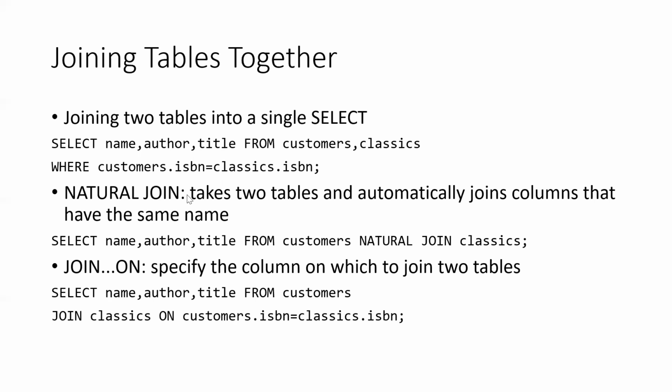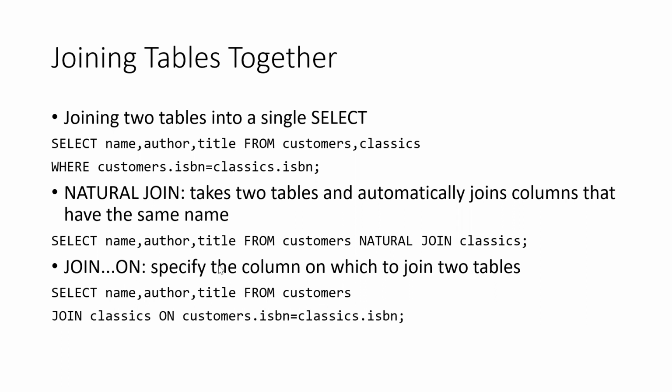But if you have the same name in the columns, then you don't have to do this. So in this example, you will see select name, author, title from customers, and we can say natural join classics. The assumption here is that you will have the same column, so that's what you will see here. So you can just say natural join.